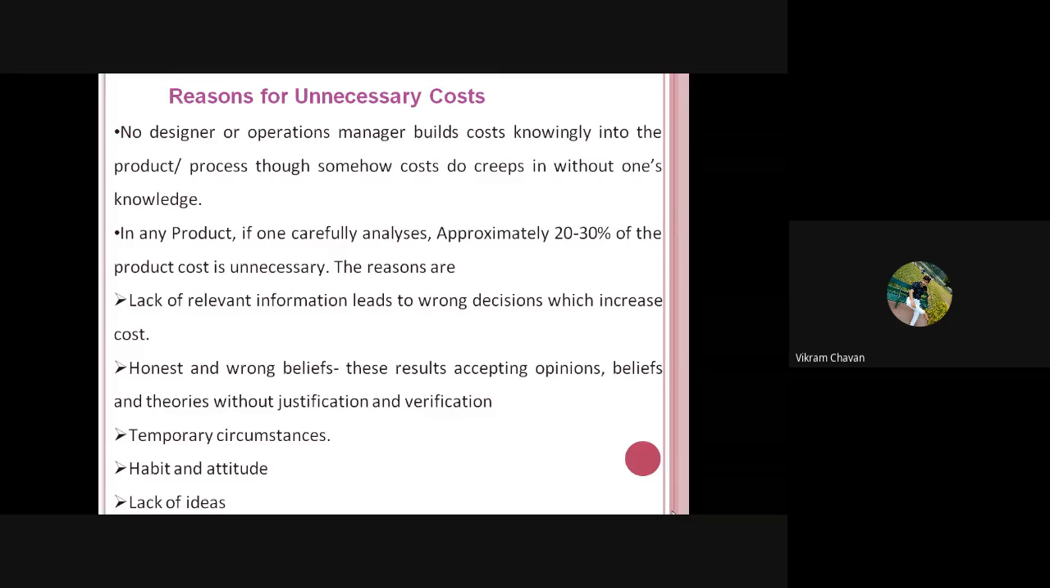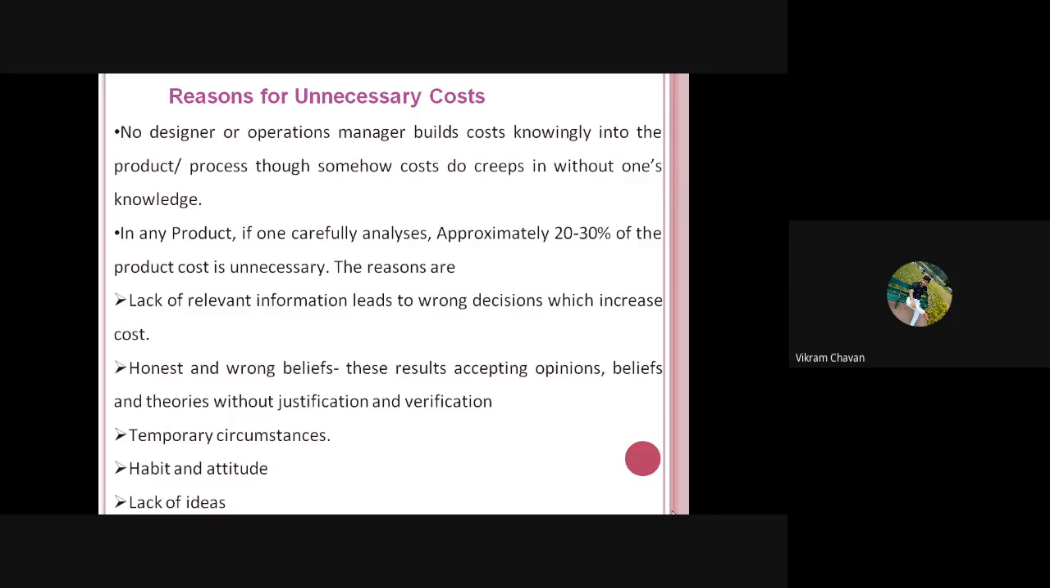Then lack of ideas. Everything comes out of the mind only. If you have a creative mind, then you always find another option or alternative which will replace the existing process and create revenue for the industry. So ideas come out of a mind. A creative person is required at the designing stage and at the implementation stage also. So lack of creativeness also hampers the cost of a product.